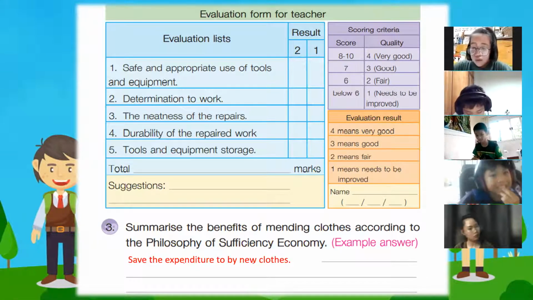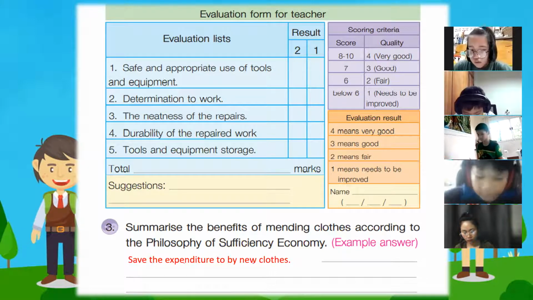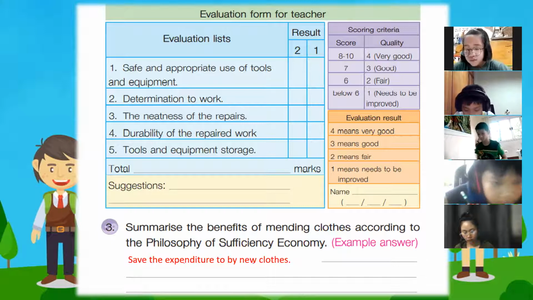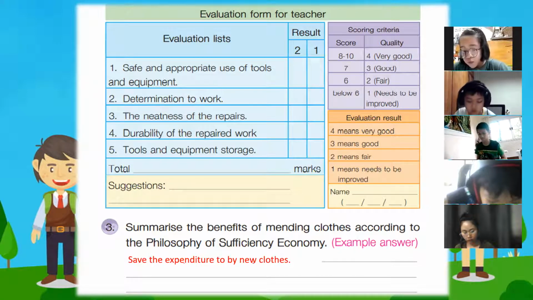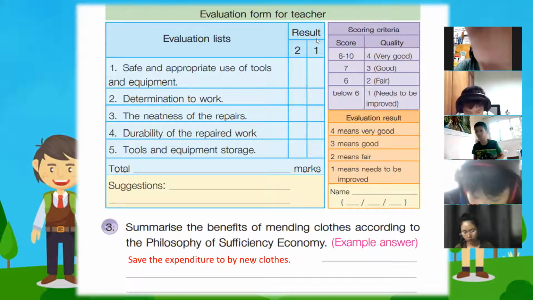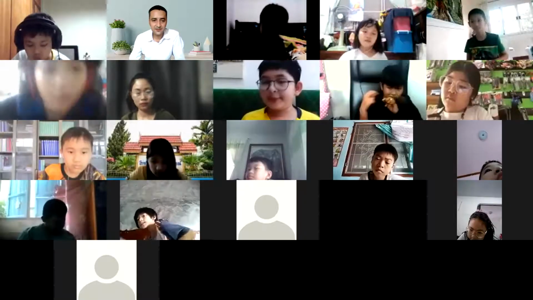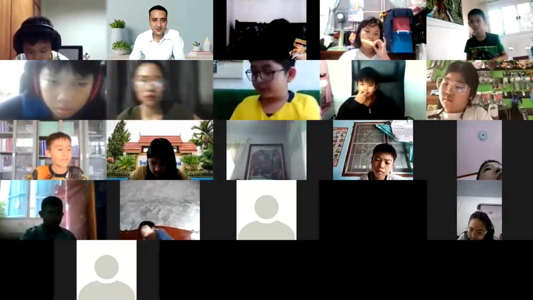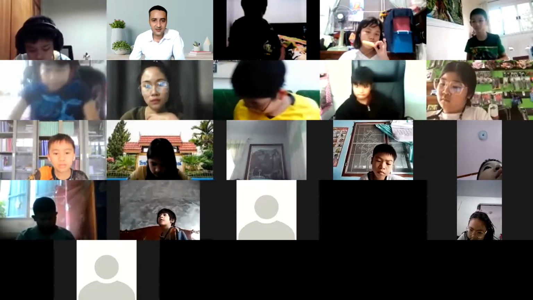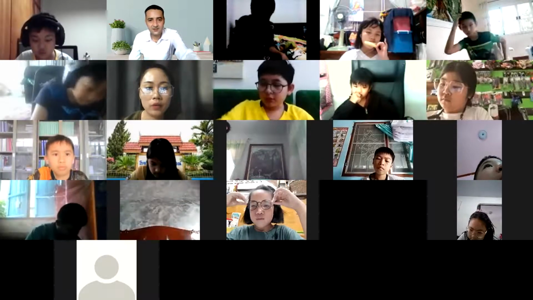Okay, now students, first of all, I'm going to play for you the video of running stitch. You have to look at the video first, and after the video we will try stitching by ourselves. Okay, students, are you ready? Open your camera, students.